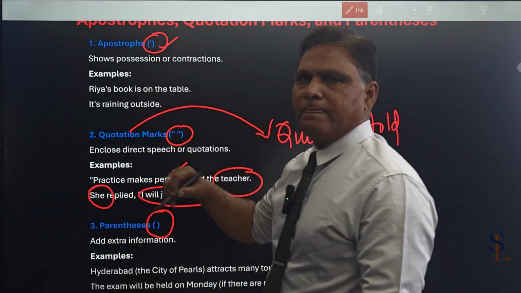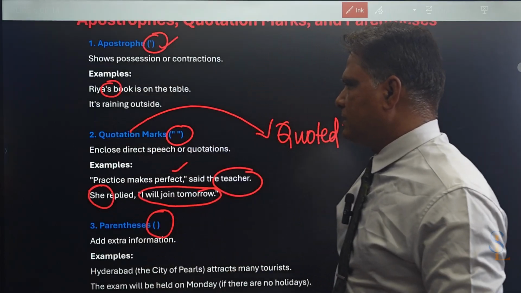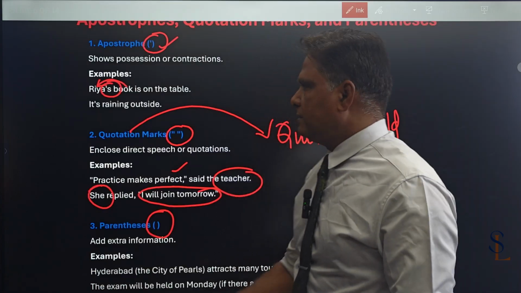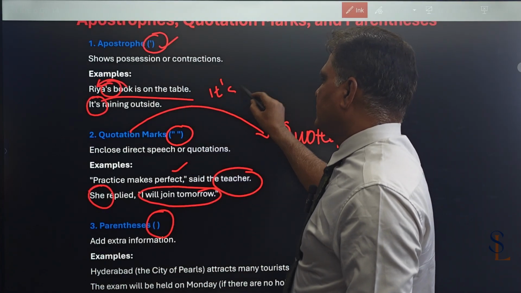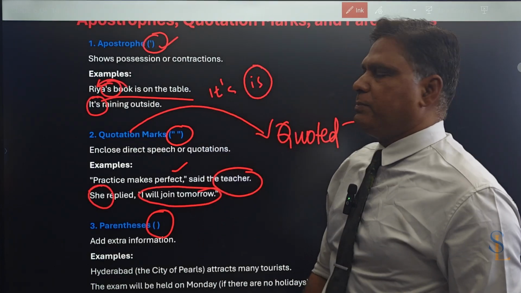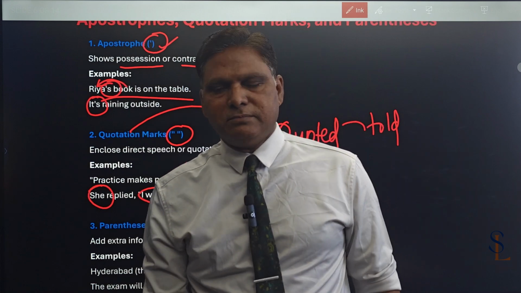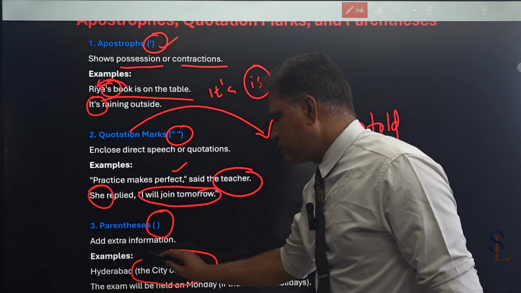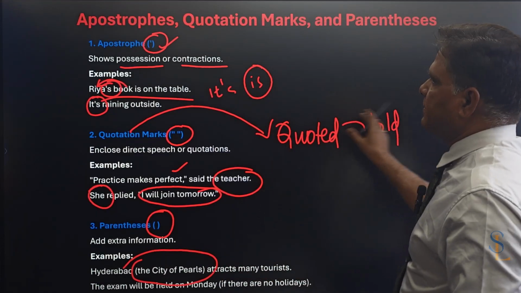Then the apostrophe. Apostrophe is a mark that is used to indicate possession. Ria's book is on the table, meaning the big book belongs to Ria. And it's raining. Here 's is the short form of the verb is. So apostrophe is used in possession or contracting some words. Parenthesis is used to give extra information, or we also call it brackets.